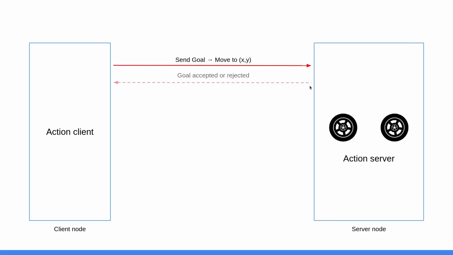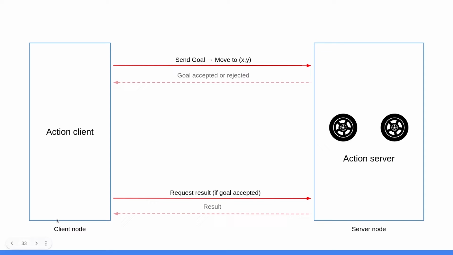And also one other thing is that immediately after the goal has been accepted, the client receives a notification of that. And what the client will do is send a request result. Okay, so if the goal is accepted, the client will send a request result to the server. Okay, and it will wait here until the server is done with the execution. And when the server is done with the execution, then the server will send back the result to the client because of this request here. Okay, so the flow is this. First, the action client sends a goal, then the goal gets accepted or rejected. If the goal is accepted, then the client will send a request to get the result.